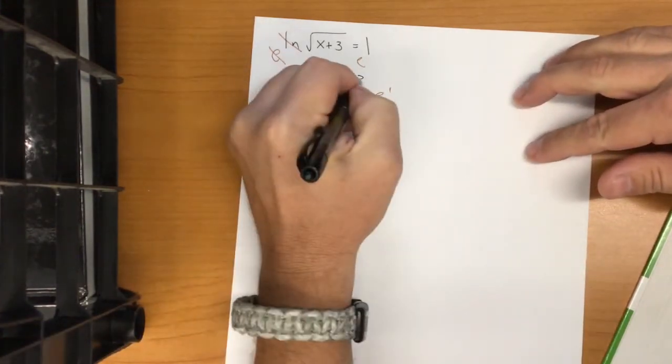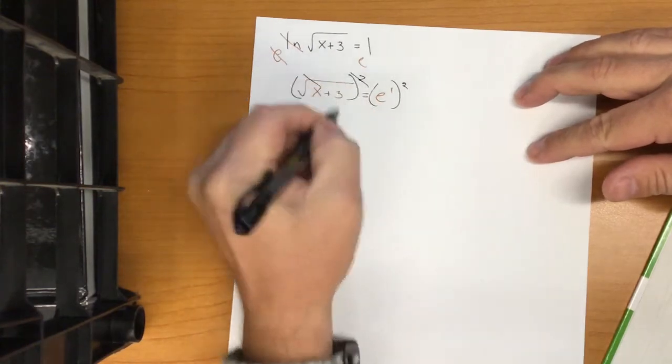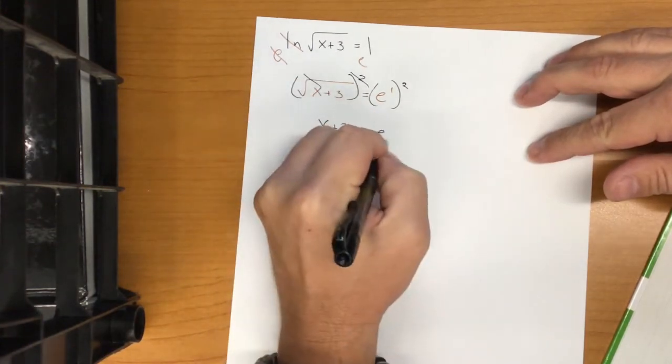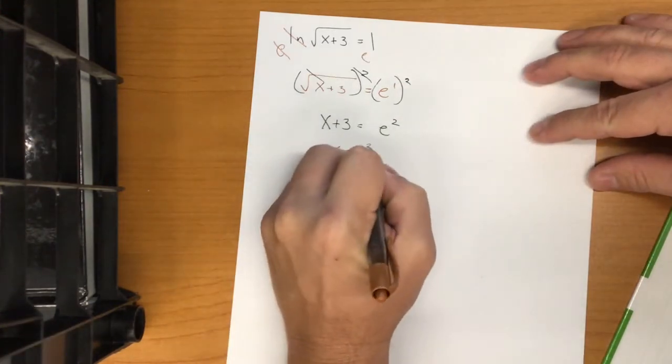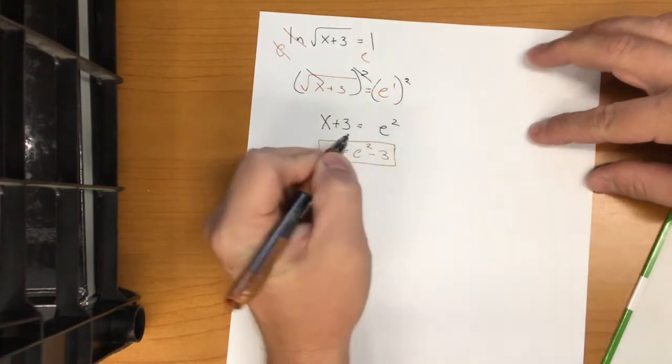We're going to square both sides because squared cancels out square root. So you get x plus 3 equals e to the second power. And then obviously to get x by itself, you're just going to subtract 3 from both sides. So x equals e squared minus 3. So that's the exact answer.